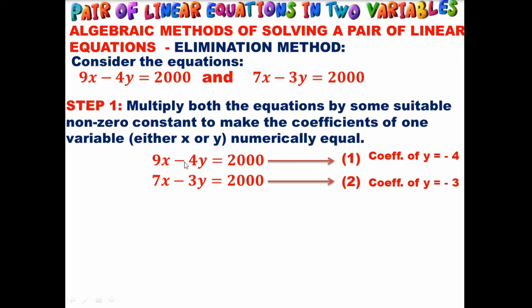As I have chosen the variable y and their coefficients are different, I am going to multiply them by a suitable constant so that the coefficients become equal. That is, let me multiply this minus 4 by 3 and this minus 3 by 4 so that I get both the coefficients to be 12.